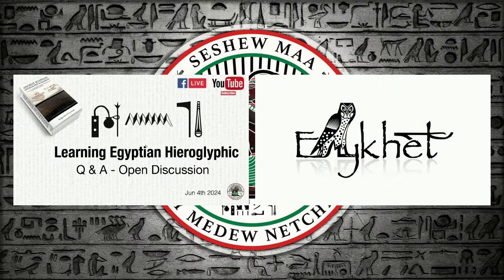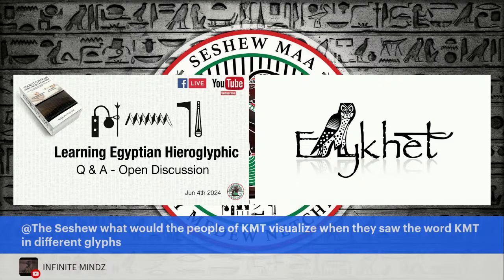All right. So I'm still looking for questions, and I posted the link in the chat. I just want to scroll. So I'm going to assume that everybody understood what was said yesterday. So Infinite Mind says, what would the people of Kemet visualize when they saw the word Kemet in different glyphs?